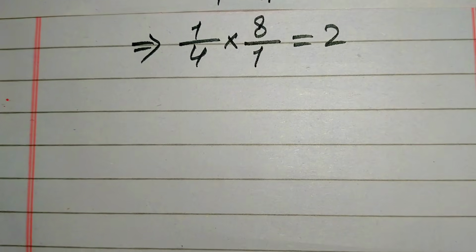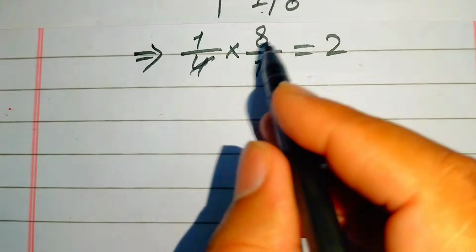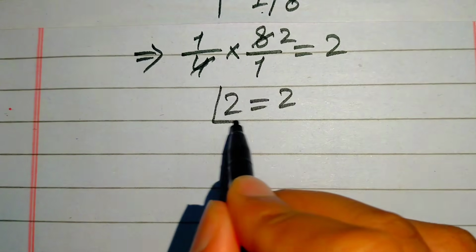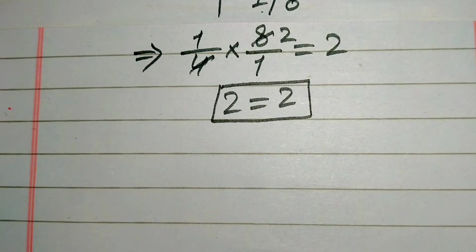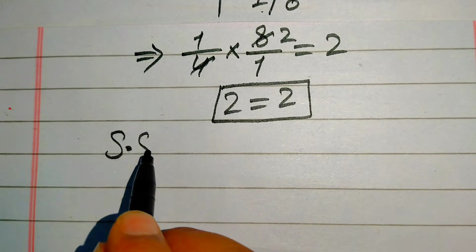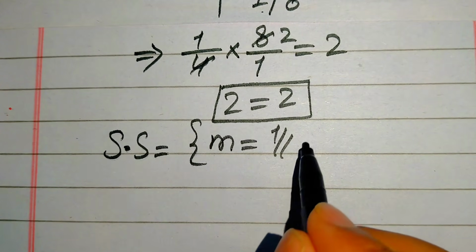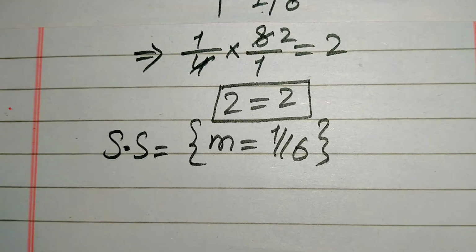And further in the next step, we need more simplification, and we have 4 times 2 becomes 8, and we clearly get 2 equals 2. This shows that the value m equals 1 over 16 satisfies our given question statement. And finally we have the solution set of this problem: m equals 1 over 16.